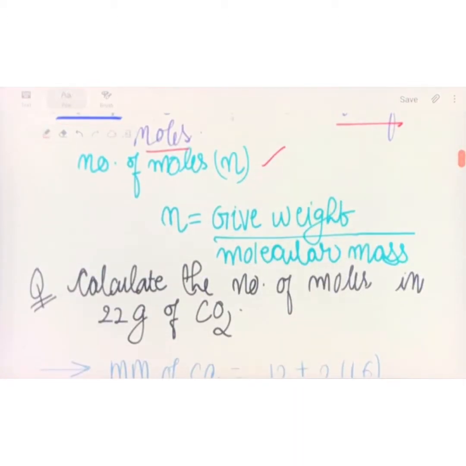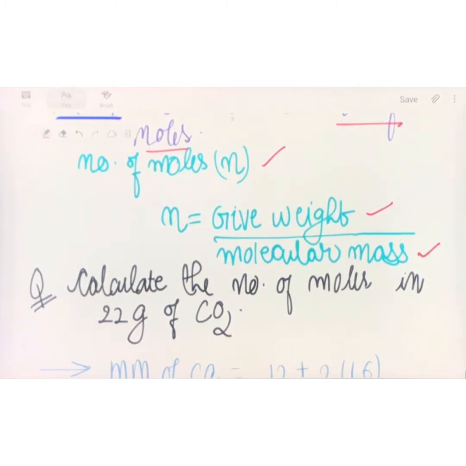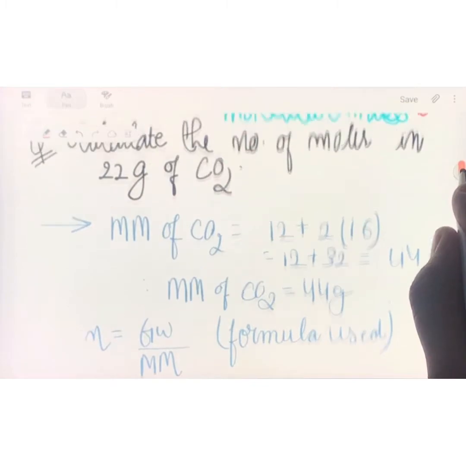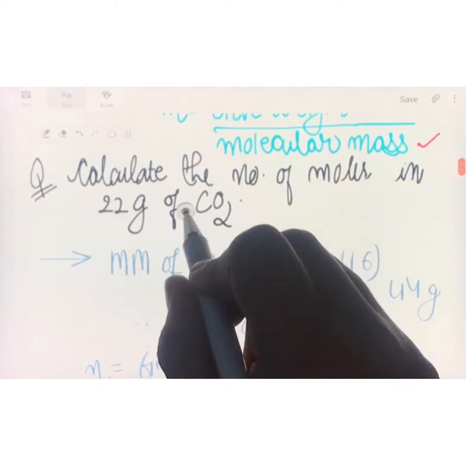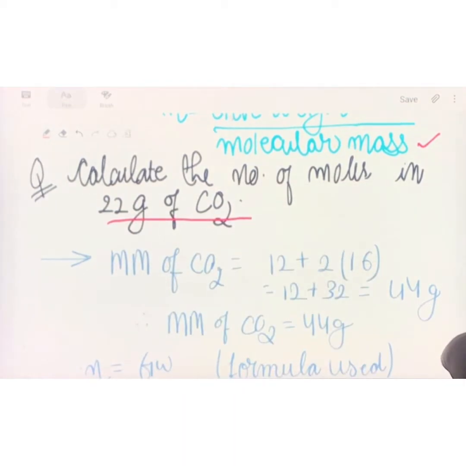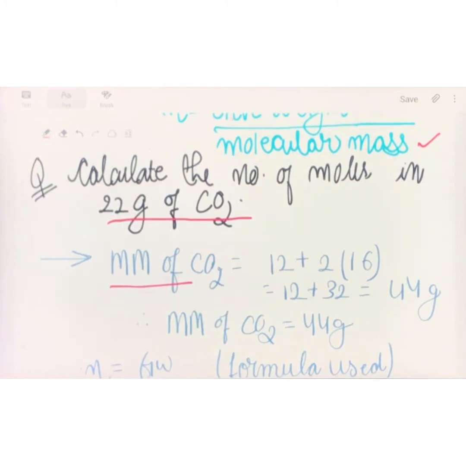The formula comes out to be given weight divided by molecular mass. The given weight will be the weight that is given to you in the question. The molecular mass you already know, or it can be given in the question also, but you should know this. The first question is: calculate the number of moles in 22 grams of carbon dioxide. The first thing you have to do is to calculate the molecular mass of carbon dioxide.